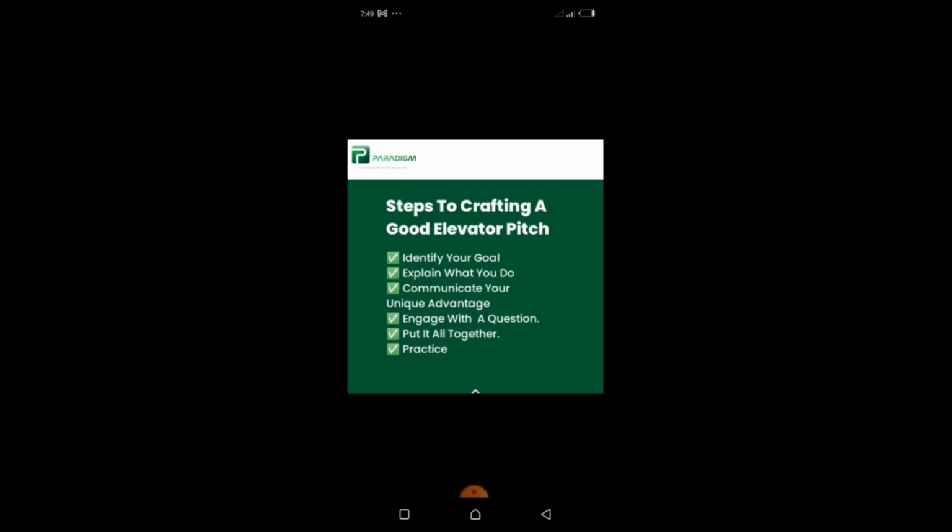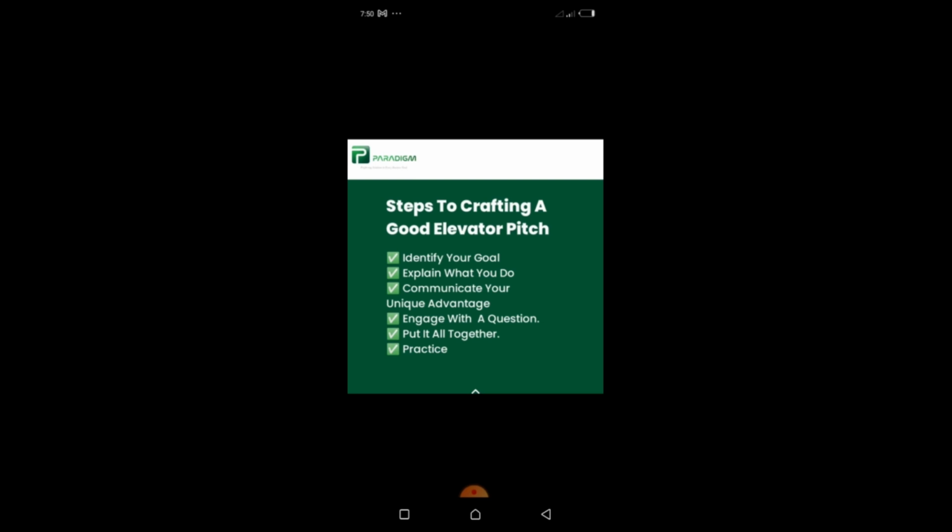Another objective of an elevator pitch is that you want to sell a new product to an existing client. Maybe you already have clients, you already have customers, then you came up with some new product or services that you know would be of benefit to that kind of client. Then you need to create an elevator pitch for that too.